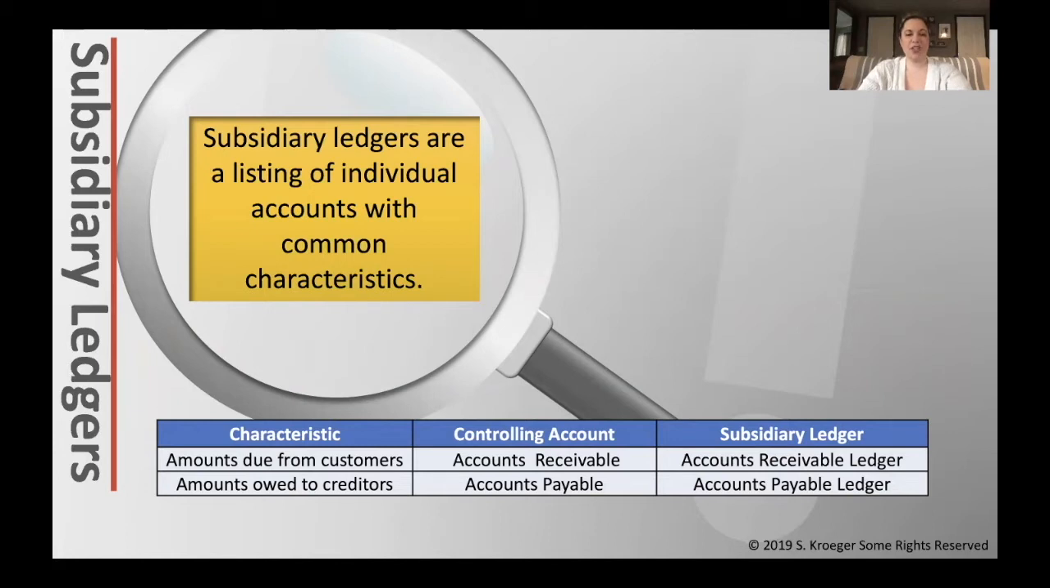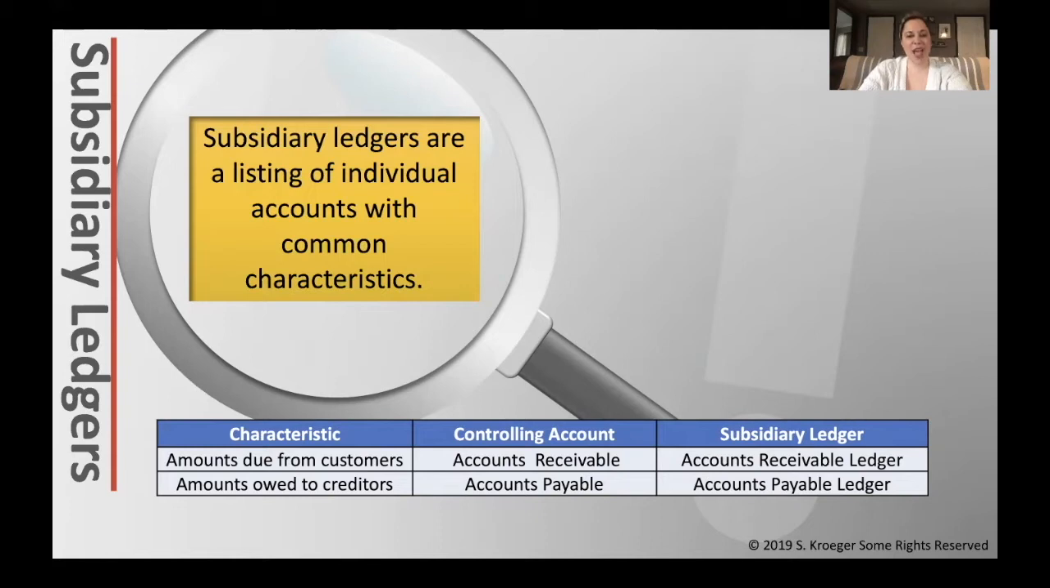But think of a large company like Amazon or Walmart. They may have hundreds, if not thousands, of accounts receivable customers or accounts payable suppliers. How would they be able to distinguish among the different people and the different accounts and businesses if it's all grouped together? That's where the subsidiary ledgers come into play.